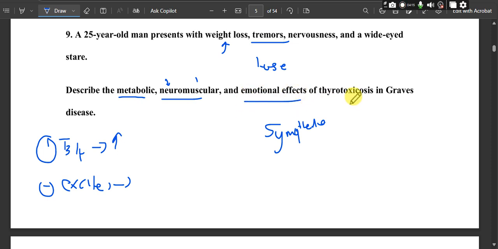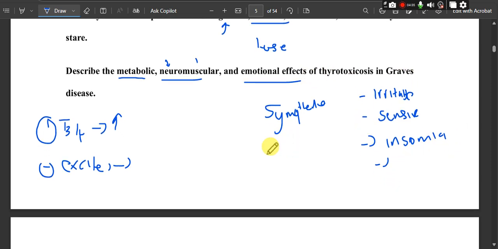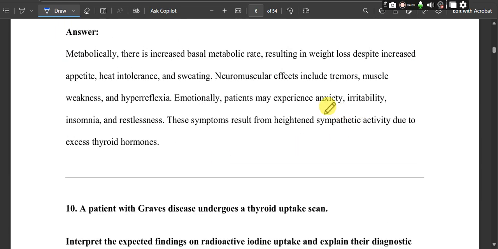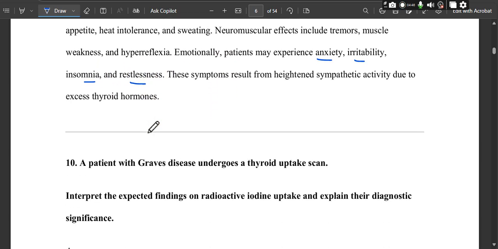Emotional effects. The people that have got high levels of T3 and T4 are very irritable, very sensitive people. They usually have insomnia, they fail to sleep. So these are the emotional effects, and I listed them here: anxiety, irritability, insomnia, restlessness.